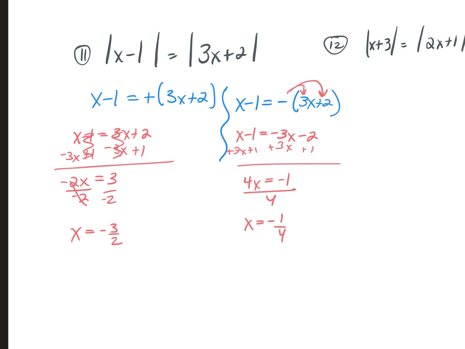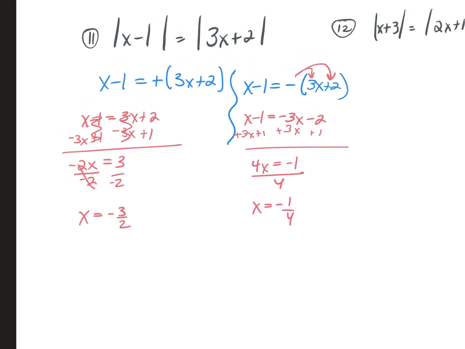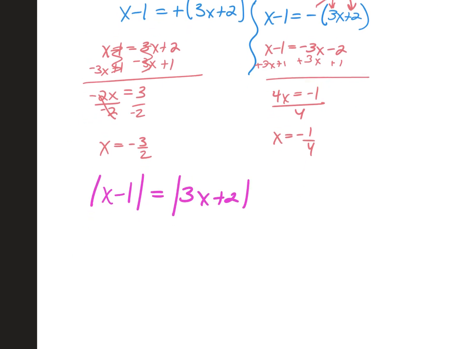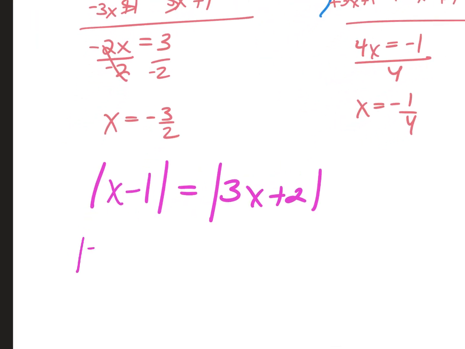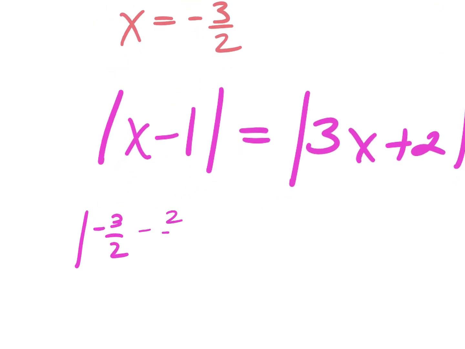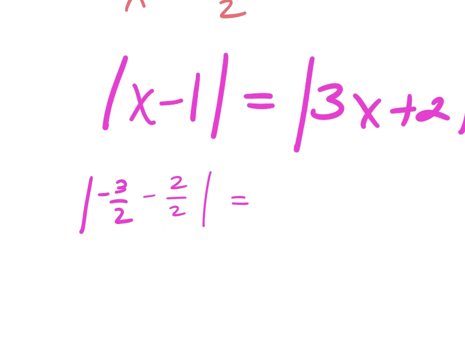Is it going to be super easy to check? It's not horrible, but it's not like the most fun thing we could do today. But let's check. I have the absolute value of x minus 1 equals the absolute value of 3x plus 2. All right, so we're going to plug in negative 3/2. So I have negative 3 over 2. I'm going to change 1 to 2s, to seconds. What does it become? 2 over 2. Okay, good. So what's negative 3 over 2 minus 2 over 2? Negative 3 minus 2 is negative 5 over 2.